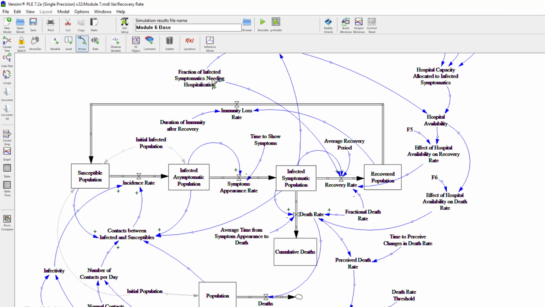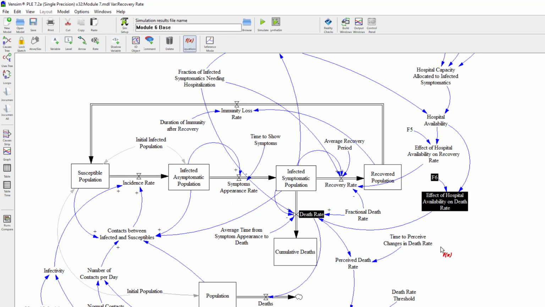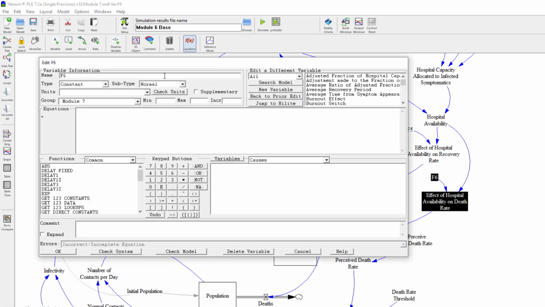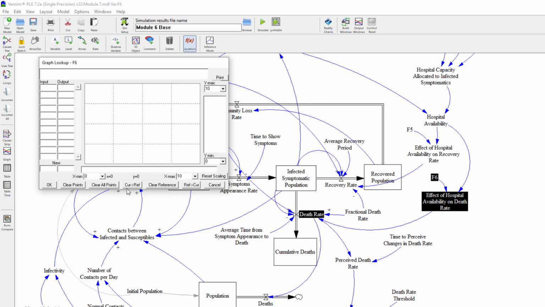And also this fraction of people needing hospitalization will also affect the death rate, because only people who need hospitalization will be affected by hospital availability. Okay? Alright, now let's go and define the equations. So F6 in this case, turn it into lookup as graph. Okay, now this one is gonna look like this.